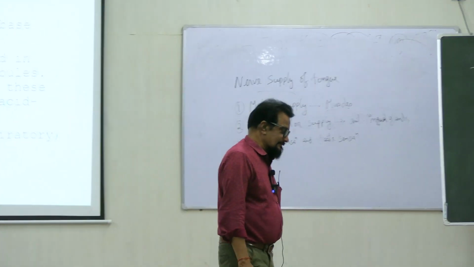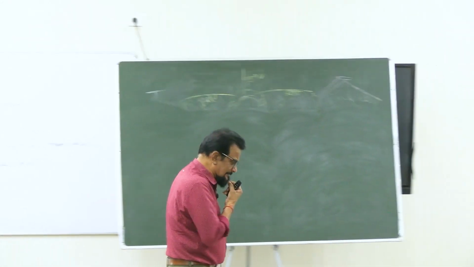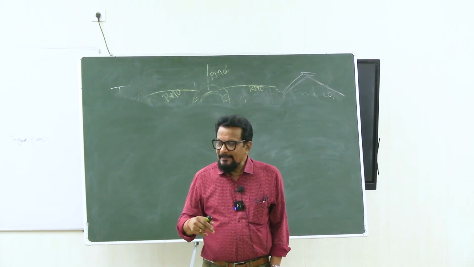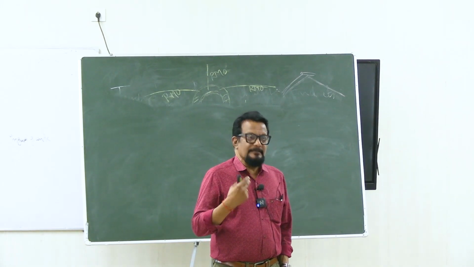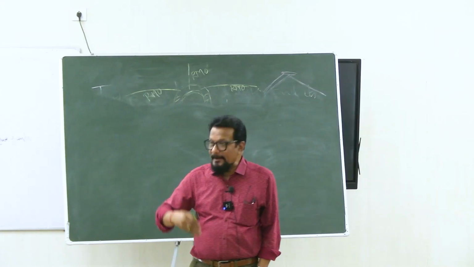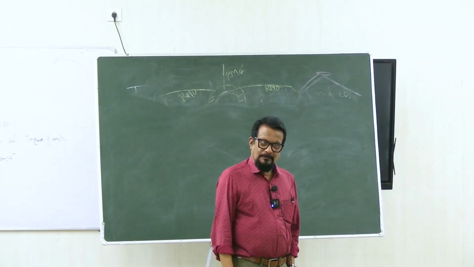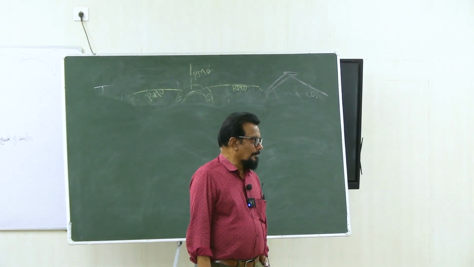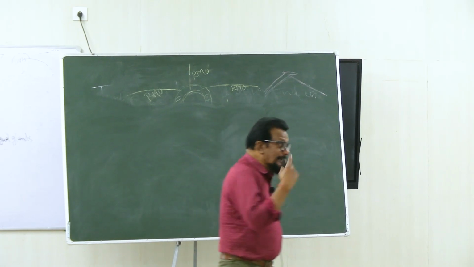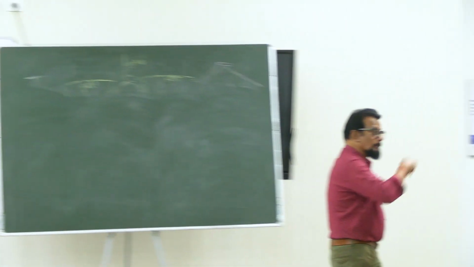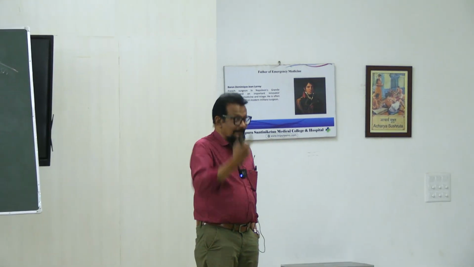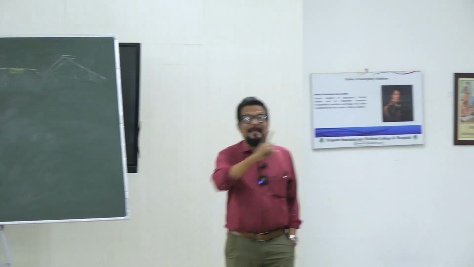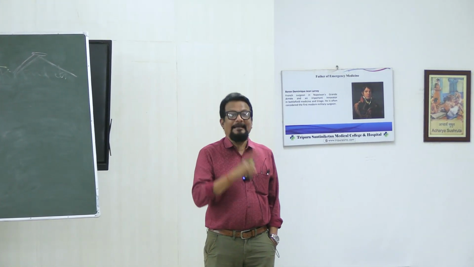And non-volatile acids: see, in our body continuously, carbohydrate is breaking down to provide us energy. So during these processes, particularly in anaerobic condition, we produce some acids. What are these acids? Lactic acid. So this is an acid, non-volatile acid.